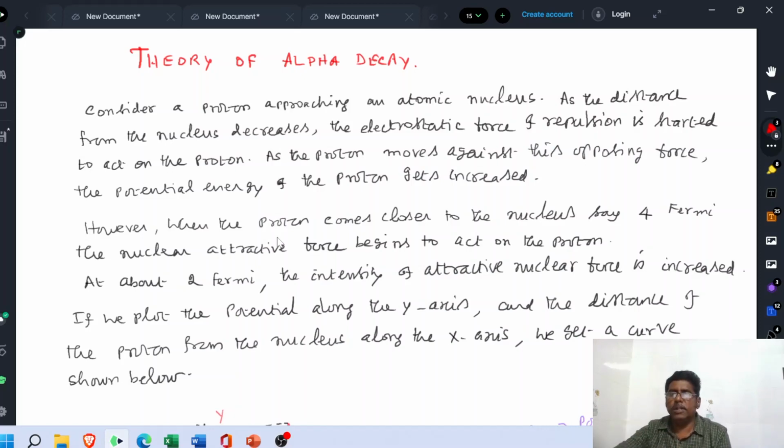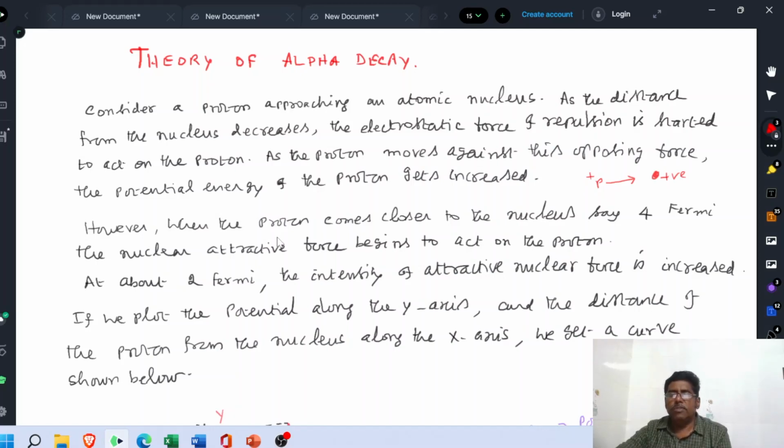We know that the nucleus has a positive charge, and the proton also has a positive charge. If a proton is approaching the nucleus, an electrostatic repulsion develops between them. To overcome this electrostatic repulsion, work has to be done. That work done is called potential.